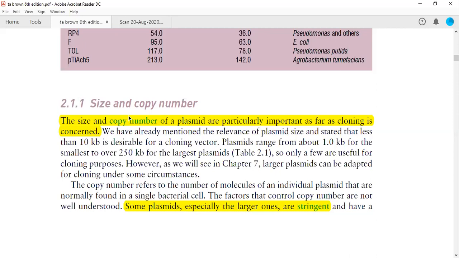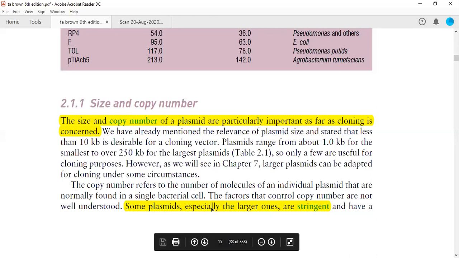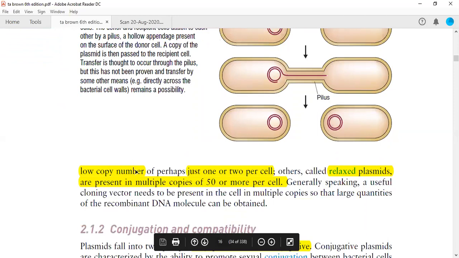I hope you remember stringent and relaxed plasmids. Stringent plasmids are those which are present in low copy number. Relaxed plasmids are relaxed because they do not have this fear of loss, as they are present in very high copy number, up to 50 plasmids per bacterial cell of the same type. It is given here also. Some plasmids, especially the larger ones, are called stringent. Actually, they are large in size but have a low copy number. You need to remember this. Perhaps just 1 or 2 plasmids per cell. Then the second category is called relaxed plasmids, which are present in multiple copies of 50 or more per cell.